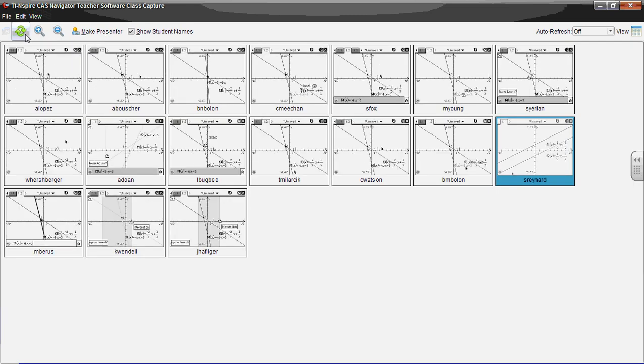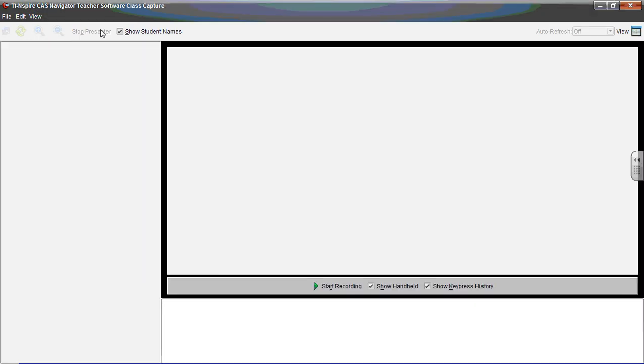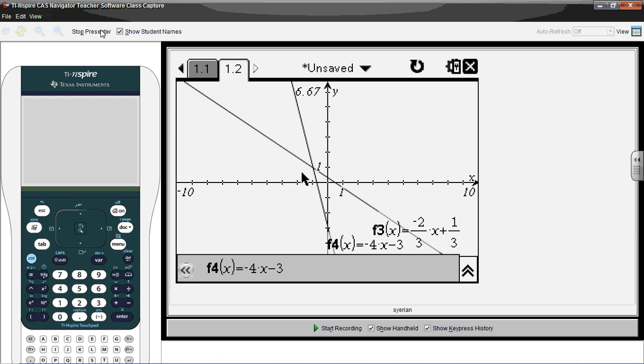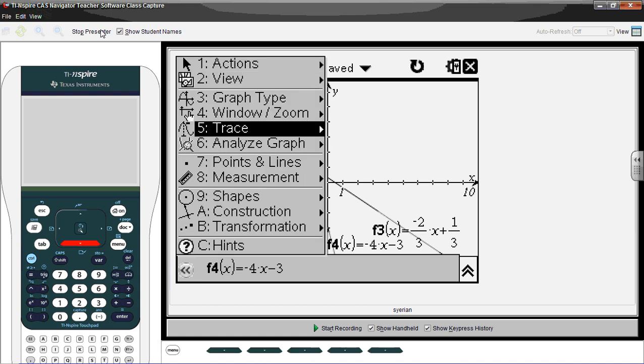A lot of you have the wrong graphs in there, don't you? It's telling me I don't have an intersection found. All right, Aaron. Okay. Well, okay. Go to menu. Do all this again. Analyze Graph.